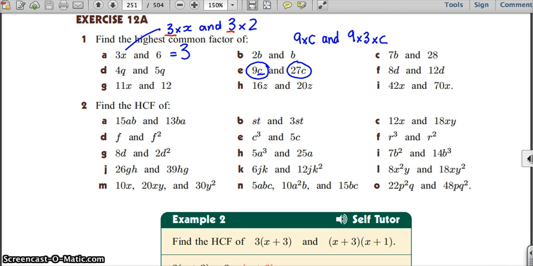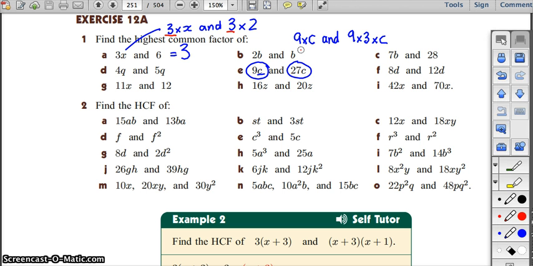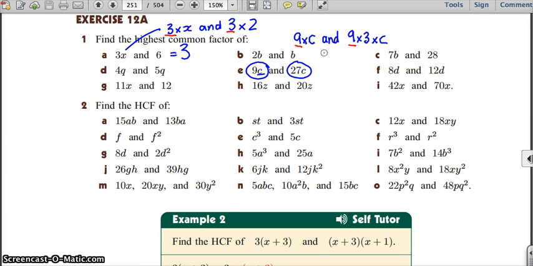So what are my common factors? 9 and 9, yeah, they're common. Times C and times C. So my common factor there is 9C. I'm using the word C a lot. Can you see that? Is that alright? Can I explain it better?